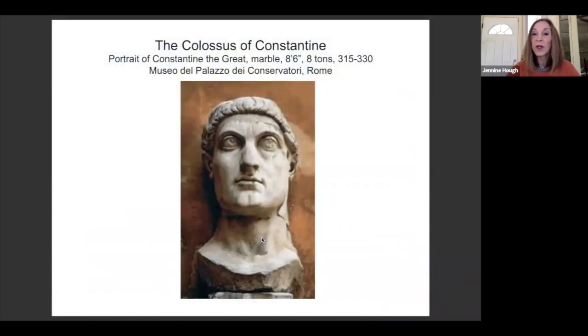I'm moving now to Constantine the Great, and I want you to pay attention to his name, Constantine the Great. That gives us some clue as to his importance, his self-importance, his ego, his dominance, his power, monumentality over the Roman world. This is, as you can read, an 8-foot-6-inch head. It weighs 8 tons. It's part of a 40-foot seated sculpture of Constantine. And I'll talk more about that in just a minute, but I want to address his head, his appearance.